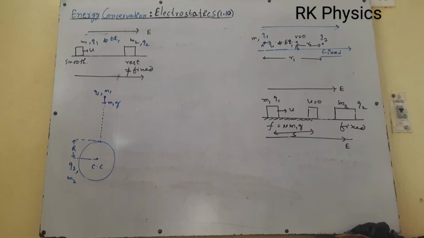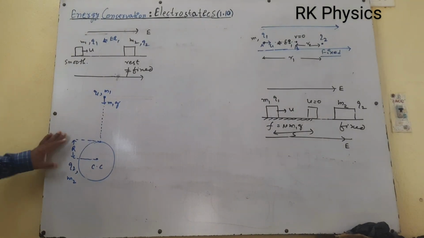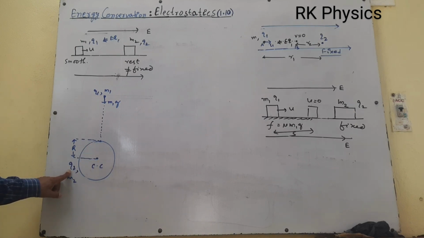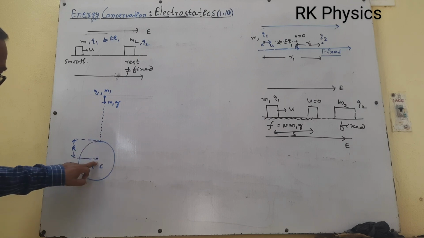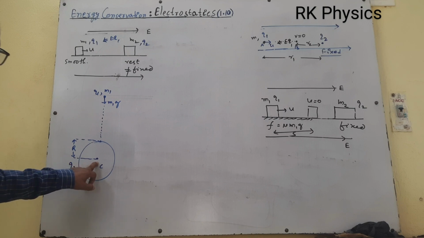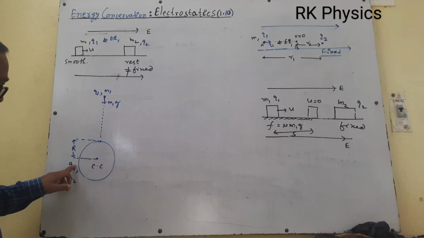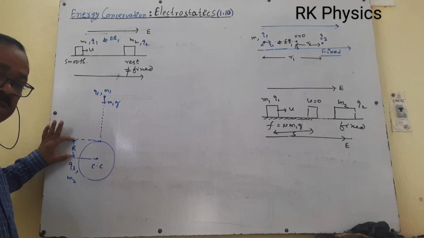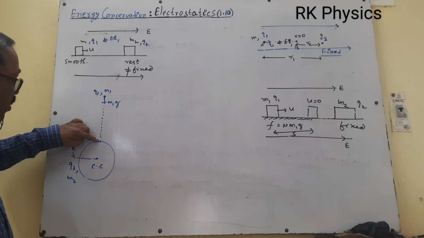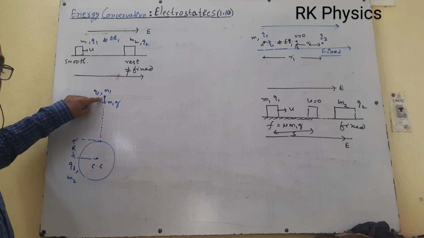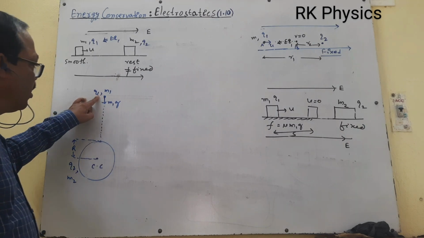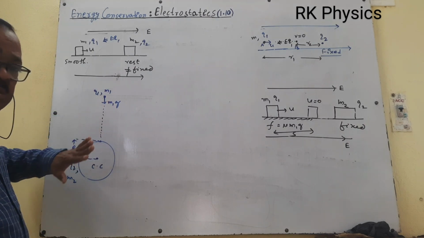Now finally, let us see this example. This is a sphere of mass m2 and positive charge q2. It is a conductor, but the total charge appears to be concentrated at its center. That is called the center of charge. Q2 appears to be concentrated there. This is the radius, I am taking big R. Now from the surface of the sphere, there is a particle whose mass is m1 and charge is q1, and we ignore its weight.